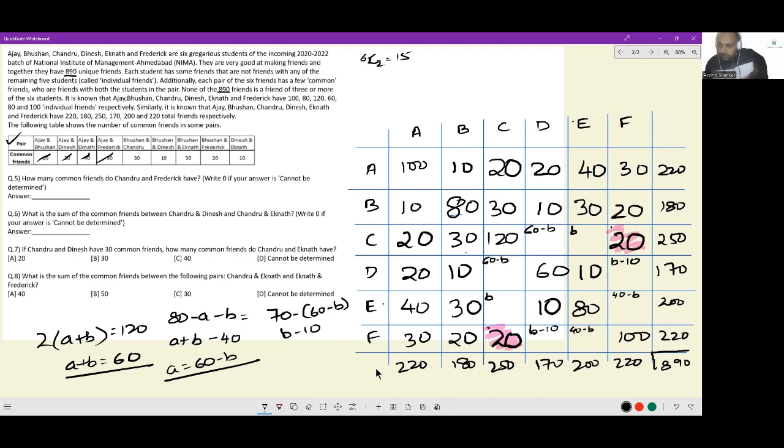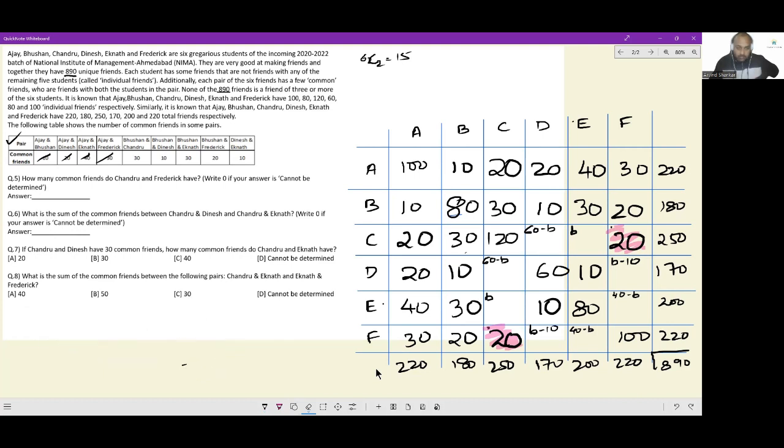So now I have one variable, which enables me to represent all the unknown regions. There are 4 unknown regions. I can get to individual questions. Let me just erase all this. First question. How many common friends do Chandru and Frederick have? Chandru and Frederick, this is our special cell, have 20 common friends. Okay. What is the sum of common friends between Chandru and Dinesh and Chandru and Eknath? 60 minus B and B. Sum of friends is 60.